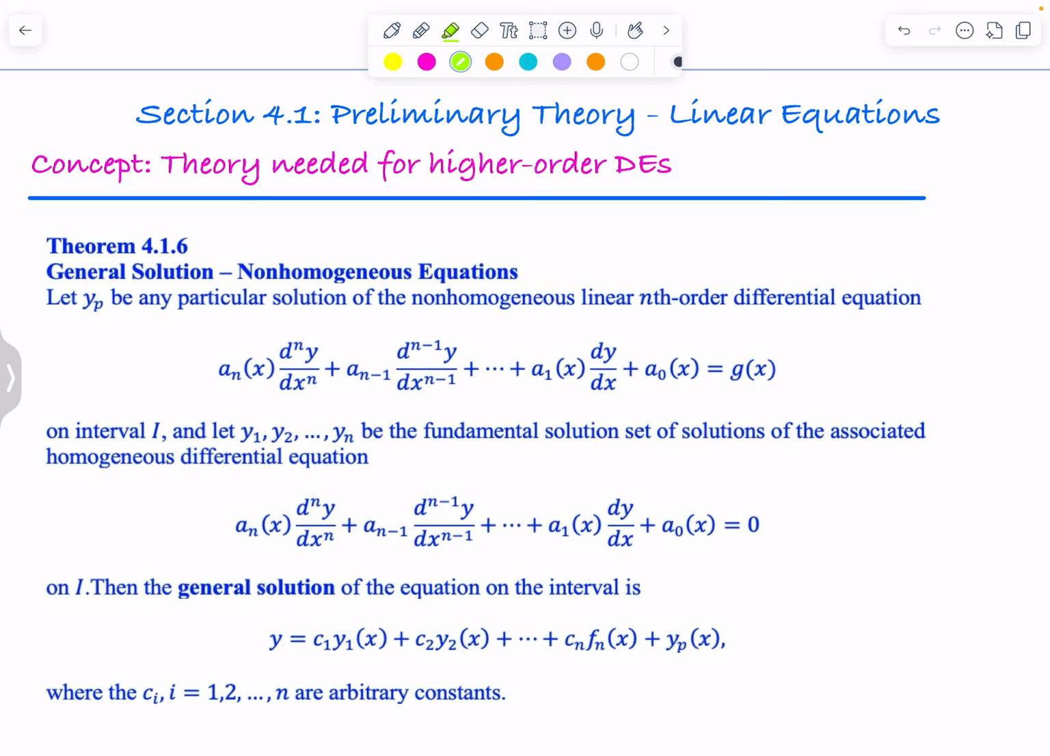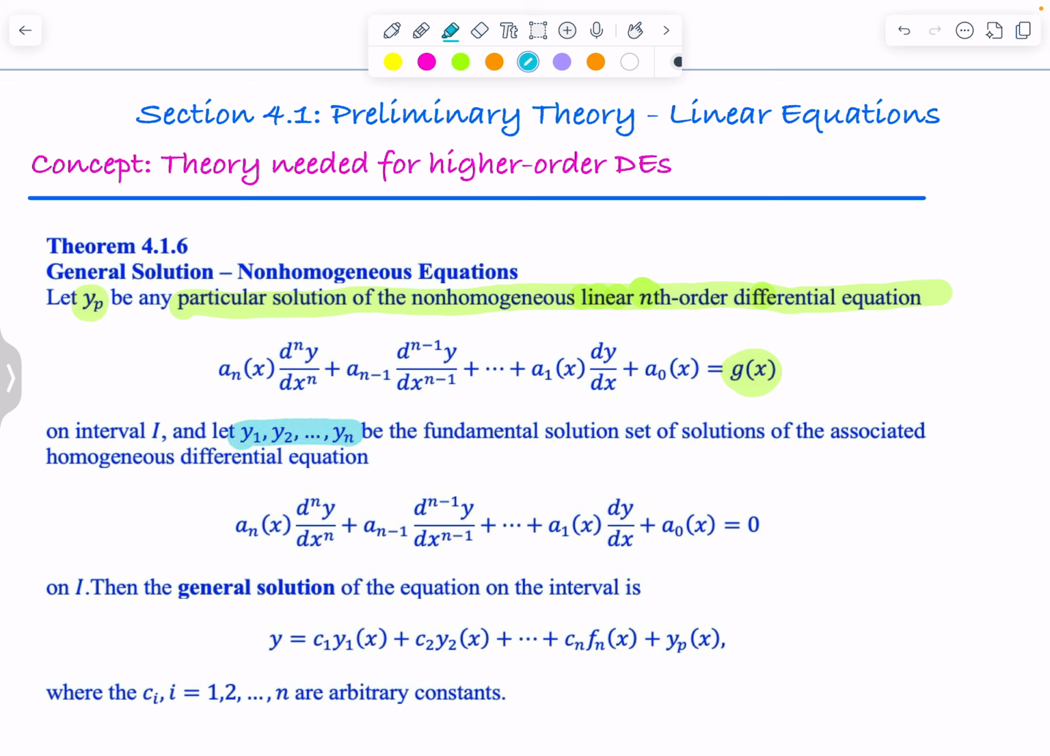All right, so let y sub p, this is not the same thing we've been talking about, be any particular solution to the non-homogeneous linear nth order differential equation. Notice that this is the same thing we're talking about on the left side, but all we're going to have now is a function over there on the right, just something with just x.